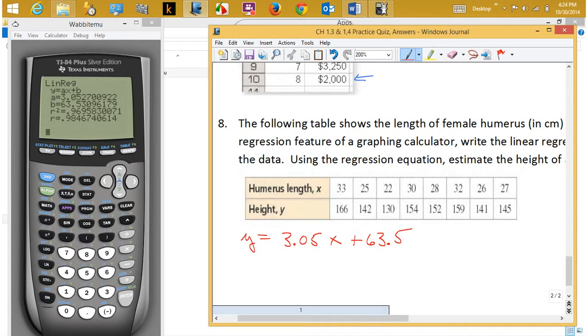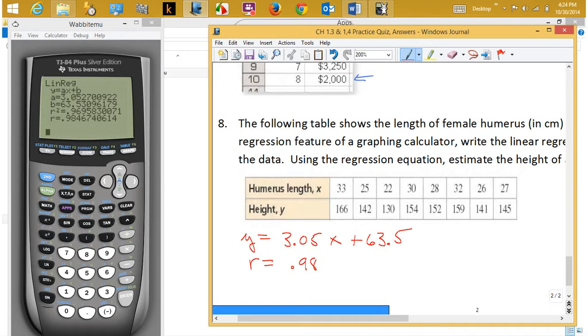The next thing I need is the correlation coefficient. That's the R value. R is equal to 0.98. And a good correlation would be like a number above 0.9 or negative 0.9. Remember, the correlations go from between a negative 1 to 1, with the closer I get to 1 or negative 1 being a good correlation.